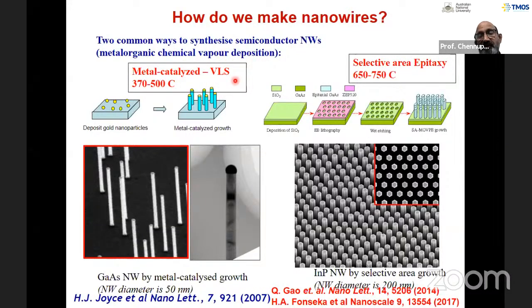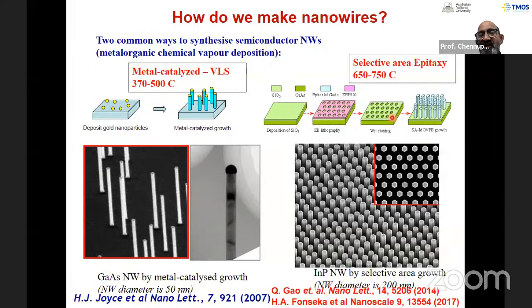This method is called a VLS growth process. In the case of selective epitaxy, we don't use any metal nanoparticles. We deposit some silicon dioxide, in this case I'm giving an example of indium phosphide, by plasma enhanced chemical vapor deposition, or PECVD, and put on some photoresist and electron beam resist, and then do the electron beam patterning of holes, forming ordered patterns of holes here.